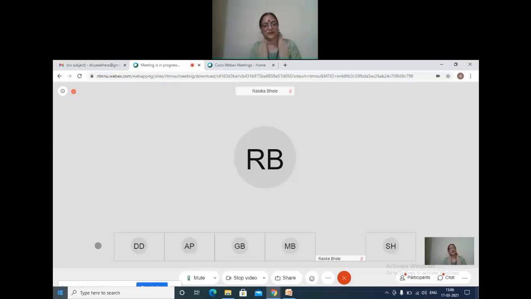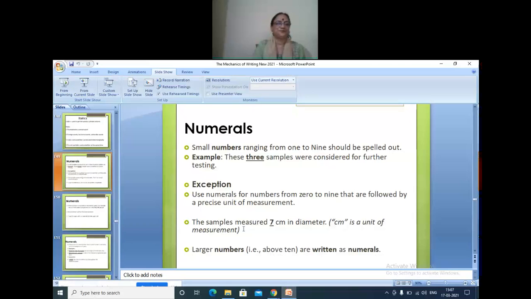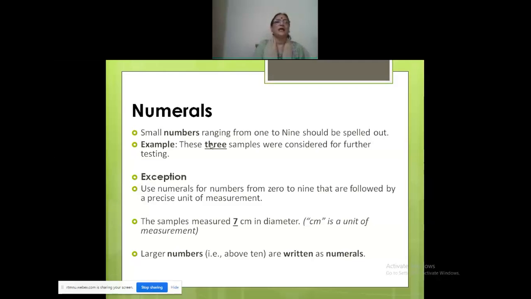Similarly, numerals in writing. Certain rules were made, but then those rules got lost somewhere and we don't know where to use numbers, where to use words. So sometimes we make up our own rules. Like I wasn't aware. I can say for myself, I learned so many things as I became a co-learner. So small numbers ranging from 1 to 9 should be spelled out.